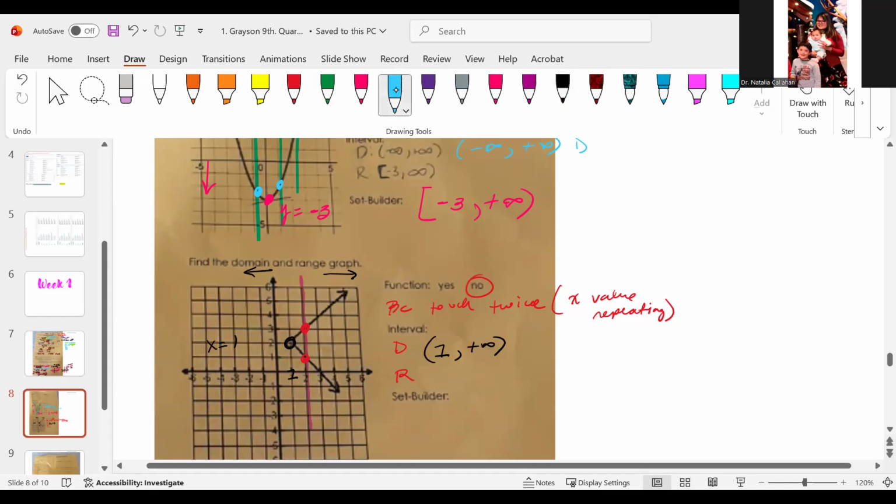Range. How far up does it go? How far down does it go? How far up does it go? And how low does it go? There you go. Do you see the difference there? You have to be careful with that, okay?